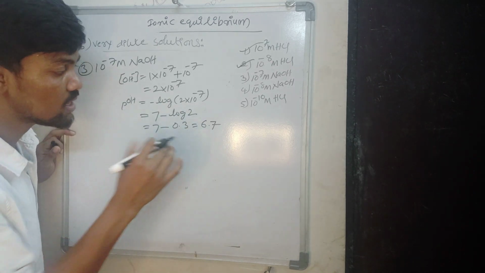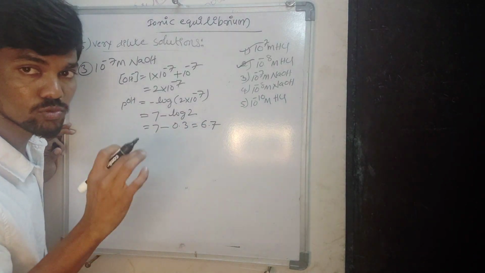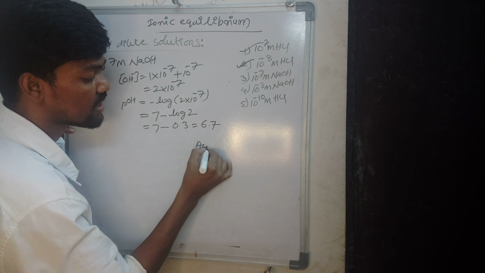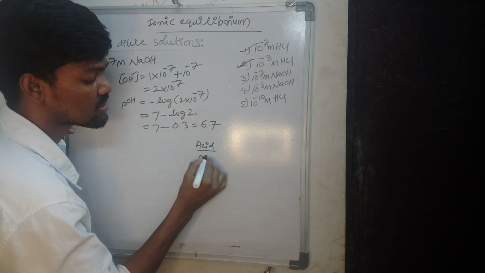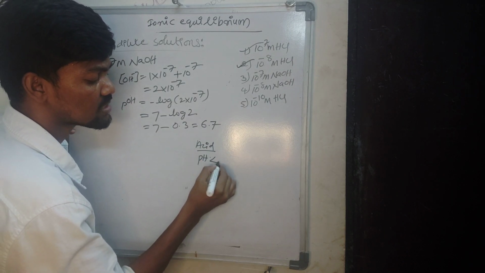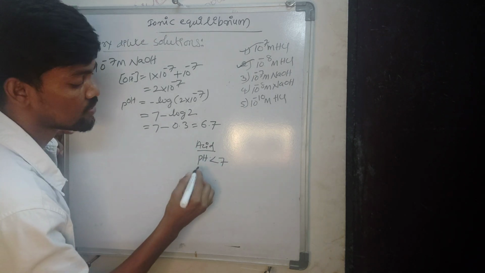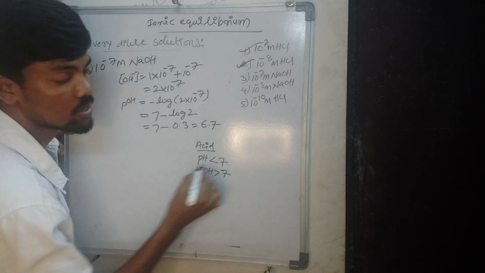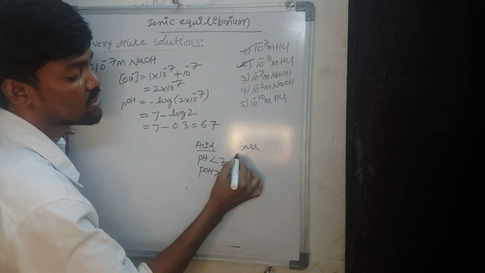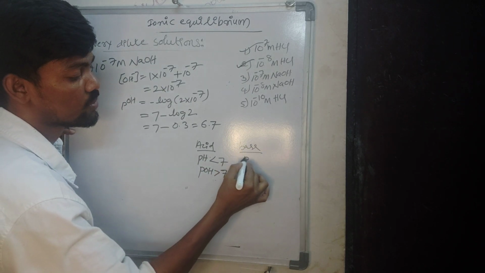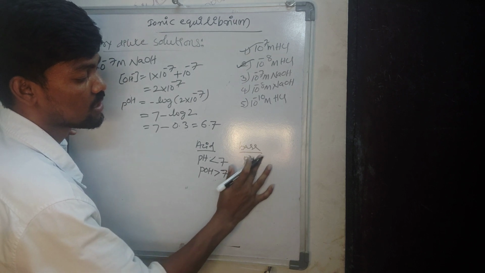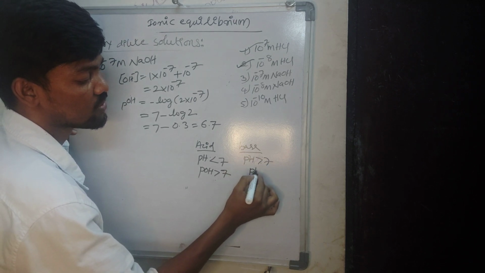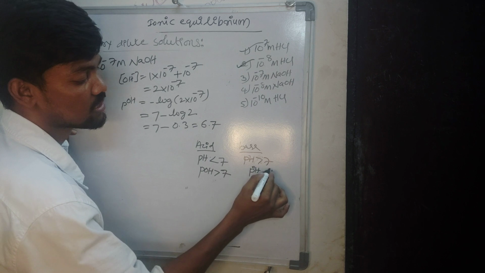You will think this is for an acidic solution. So if acid is given, pH is less than 7 and pOH will be greater than 7. But when it comes to the base, what happens? Just the opposite. pH will be greater than 7 and pOH will be less than 7.